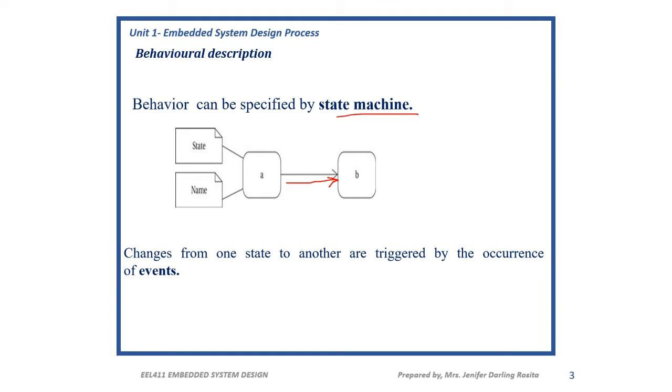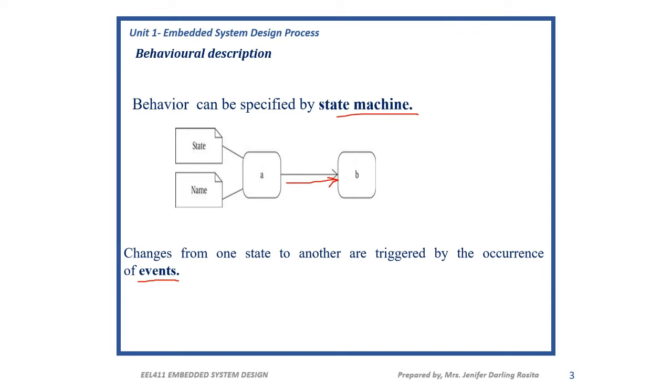A can be the first state, B can be the second state. So changes from one state to another, from A to B, can be called events. Okay. So when we change from state A to state B, it is called an event. So this is the general diagram of how a state diagram looks like.